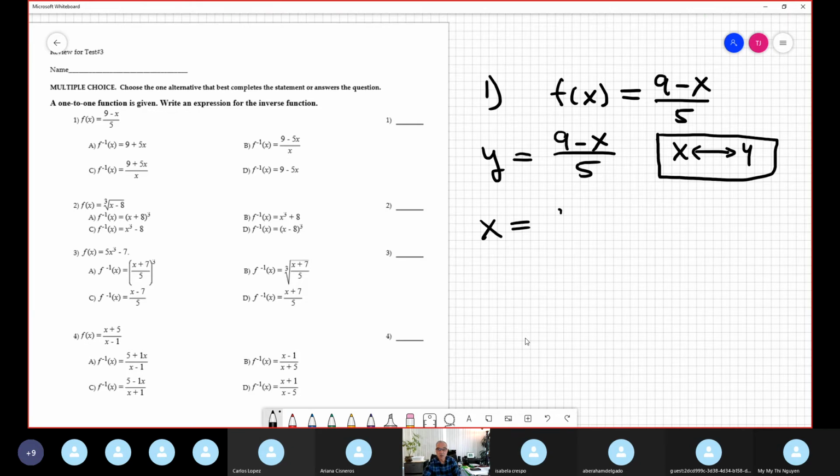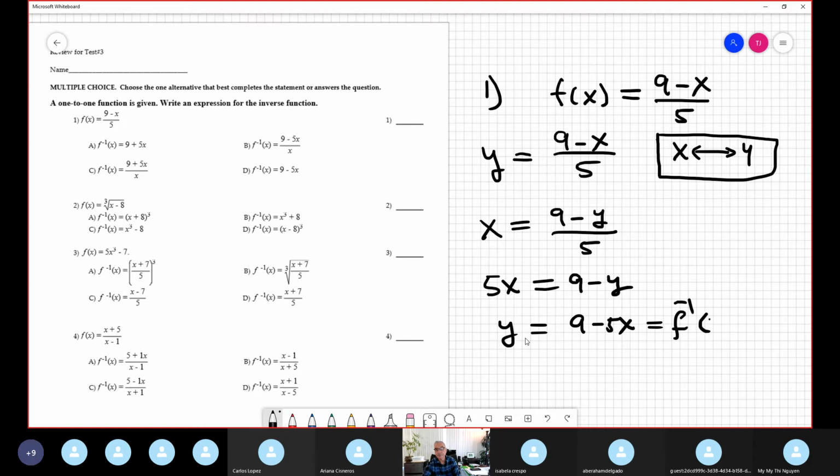x is equal to (9 minus y) over 5, and solve for y. Cross multiply, 5x is equal to 9 minus y. I move the y to the left and the other to the right: y equals 9 minus 5x. Boom, and this is the inverse, which corresponds with option D. Super good.